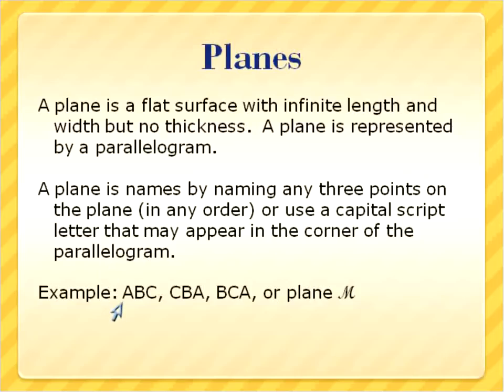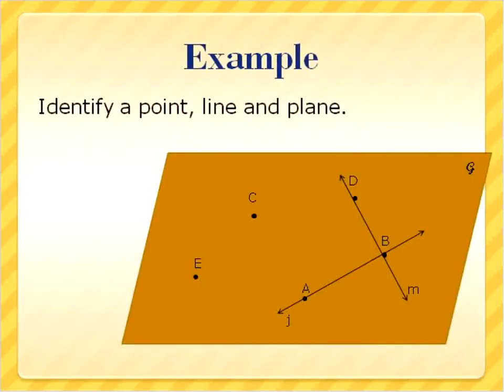So this would be plane ABC because all 3 points, point A, point B, and point C, are all inside of one flat surface. Or plane CBA or plane BCA. All 3 of these are the same. Okay? They're all the same 3 points. Doesn't matter what order they are. Or you can say that it's plane M. Let's look at some examples now.